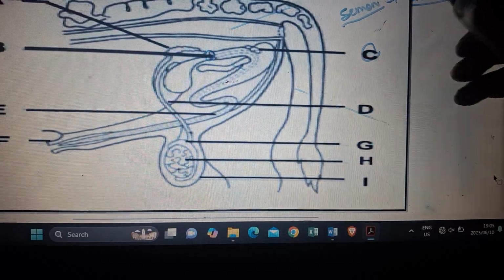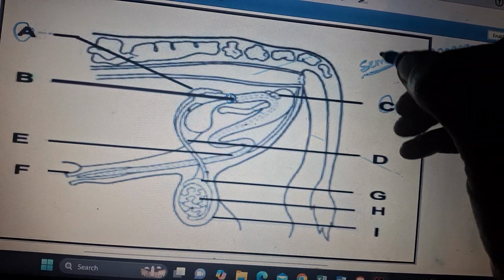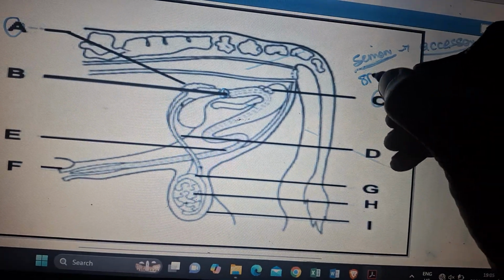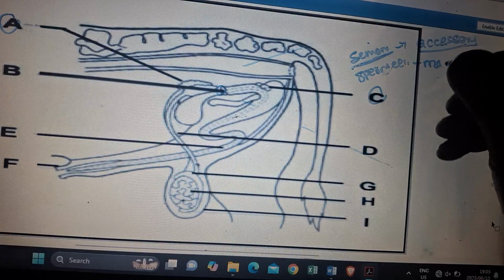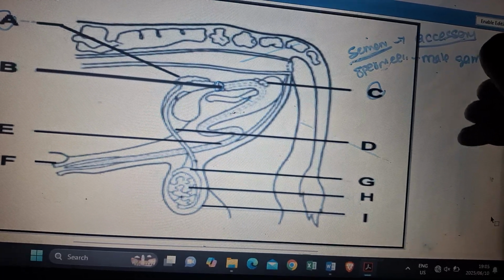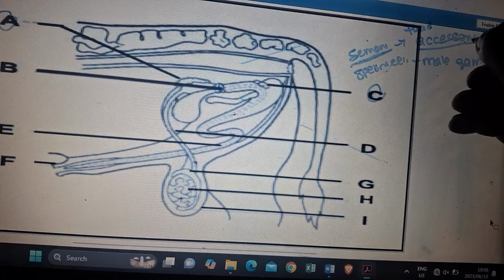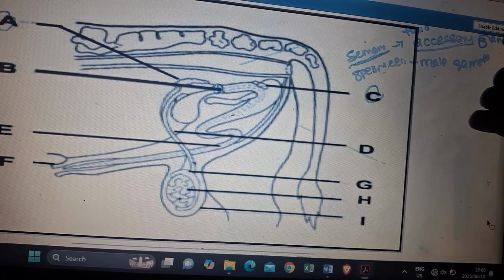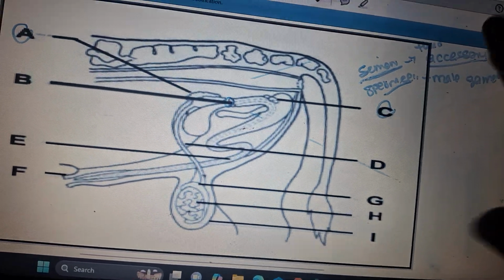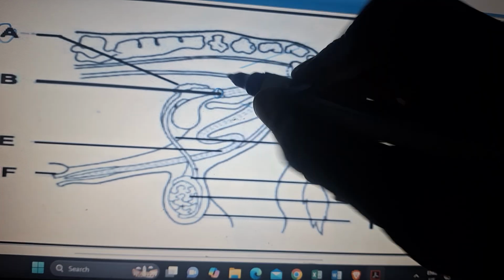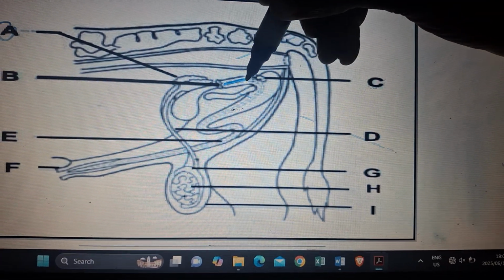So the combination of the fluid produced by the accessory glands forms what? Semen. And semen contains what? Sperm. So there's a very huge difference between a sperm cell and semen. Sperm cell, this one is a male gamete. Semen is a fluid produced by the accessory glands that contains sperm. Right. Then, after getting all the nutrients, this sperm will enter the urethra.